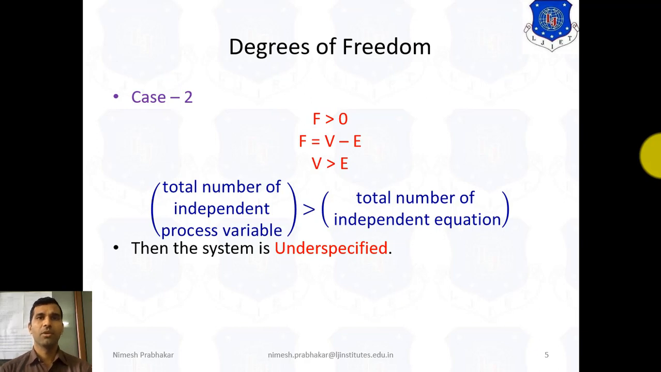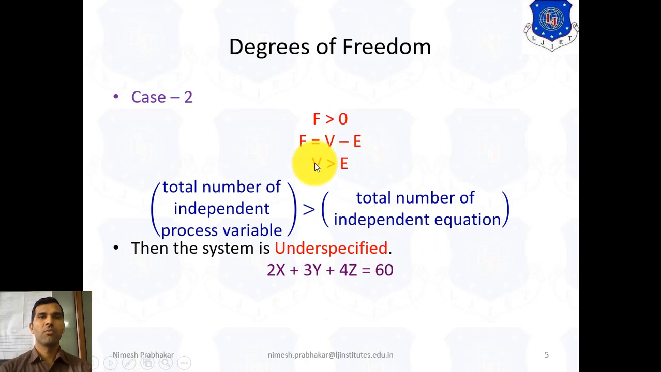That means if in any system the total number of independent process variables is greater than the total number of independent equations, then that system is known as an underspecified system. Now to understand this, we take one example. This is an example of a mathematical equation: 2x + 3y + 4z = 60. Here the total number of independent variables is 3. The first is x, the second is y, and the third is z. And here we have only one equation.